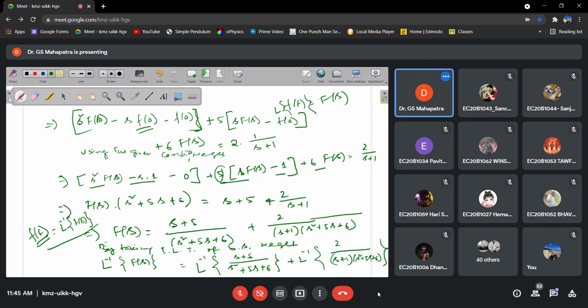Now only the left hand side I can write. The right hand side you have to find. The left hand side I know. What is the left hand side? L inverse capital F of s, f of t. Okay, that is the required solution, correct? F of t in terms of t. So you just note down the last line, the right hand side, and I need output from your end.